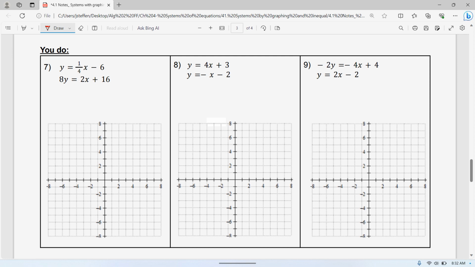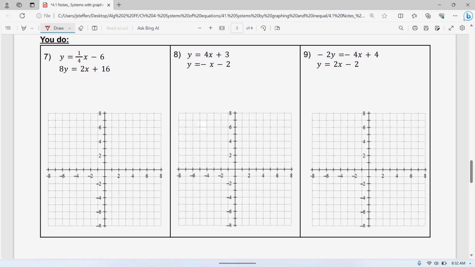So really quickly, if you haven't already, go ahead and do number 7, 8, and 9. I'll put the answers up here in a second. Make sure you are graphing these. I know some people will notice if they have the same slope or if they're the same line. But please graph these and see what they look like. I'll give you a little bit, and then I'll walk through these with you.